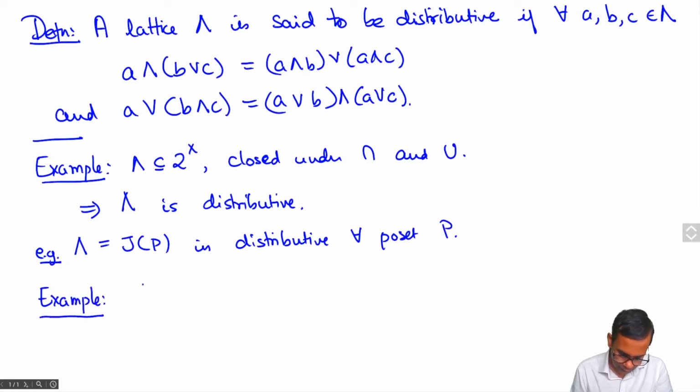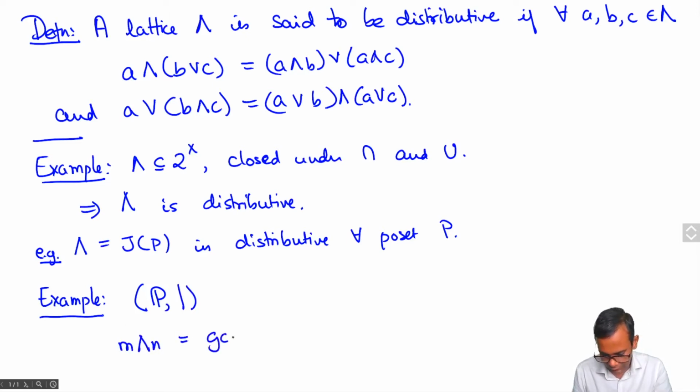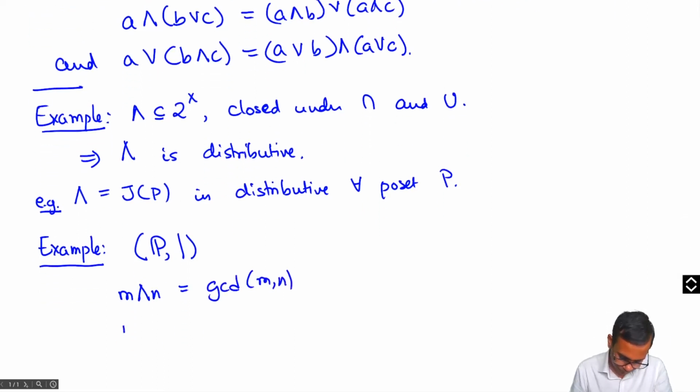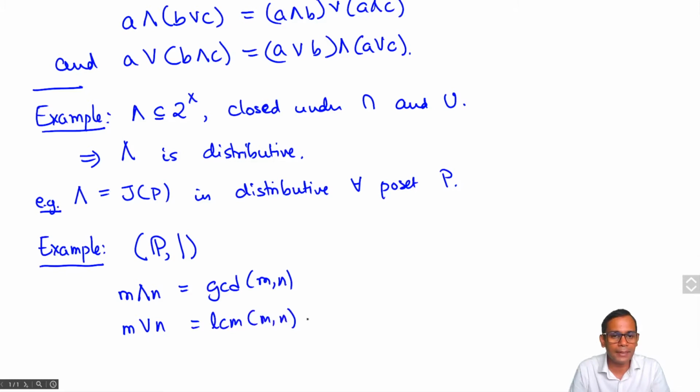Take the poset of positive integers under divisibility. Now in this, M join N is the GCD of M and N, and M meet N is the LCM of M and N. And I claim that this lattice satisfies the distributivity laws.